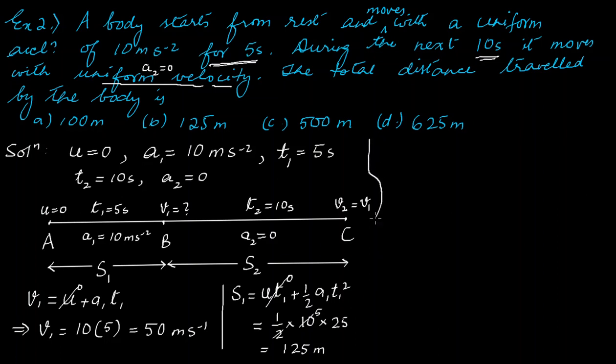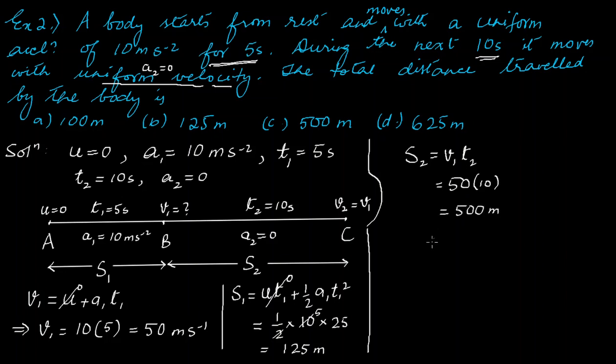Now let us find the next things. In the second part, we can just use s2 is equal to v1 t2. Why? Because v1 is the velocity that it goes from B to C, and in what time? t2. So here v1 is how much? 50, right? 50, the time is 10. So 500 meter.